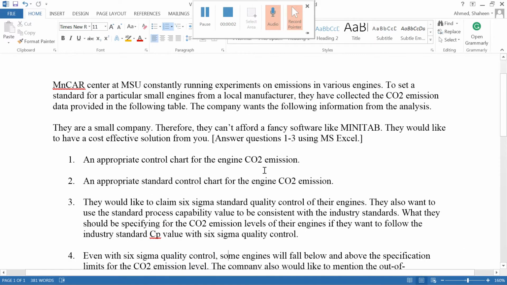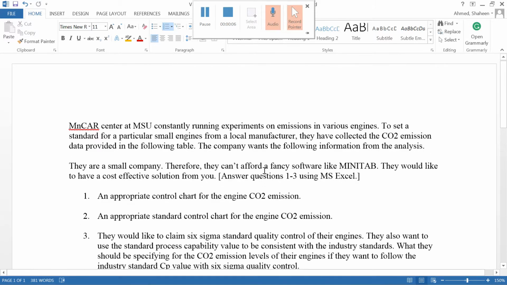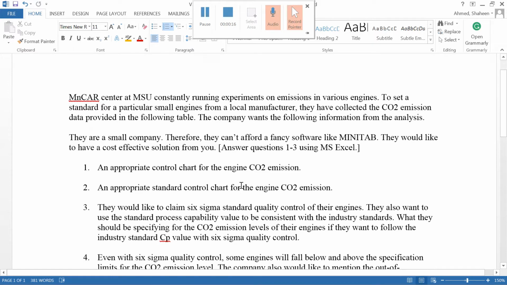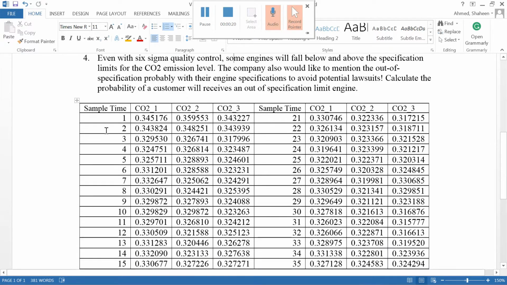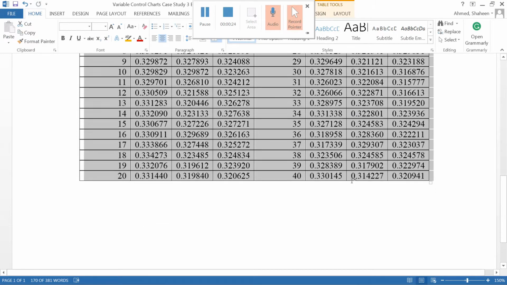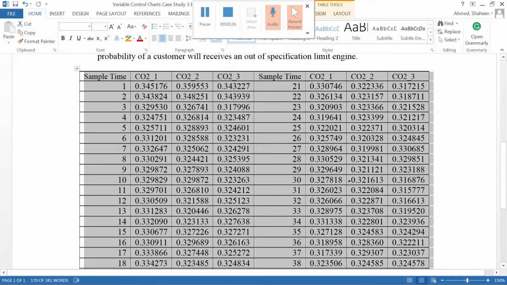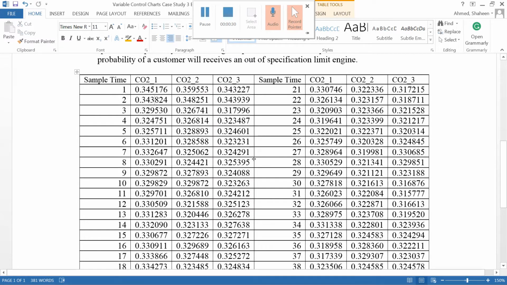This is one of the problems that I created from using our emission testing center data set. So we have an emission testing center here. We constantly test engines and we try to find standards for them. This data was not the exact same data. I had to recode it because it was a confidential engine testing, but the idea is exactly the same.